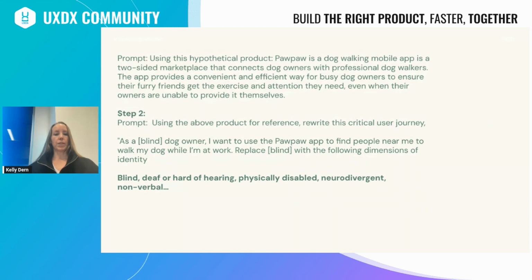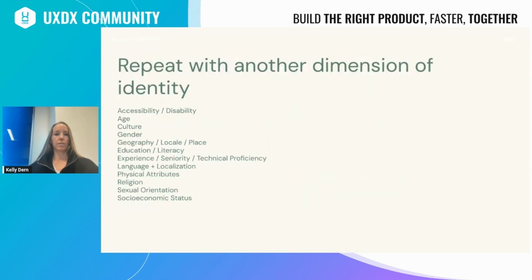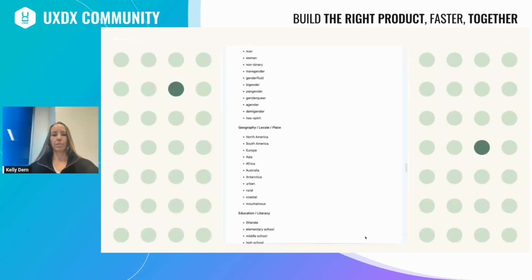You can also do this with other things like replacing blind with temporary disabilities or permanent disabilities or all kinds of things. And then you ask it to generate a creative task based on those identities, and then go back and repeat with a different dimension of identity. It is possible you can ask the model to do all of the dimensions at once, but I find it's easier to do one at a time.